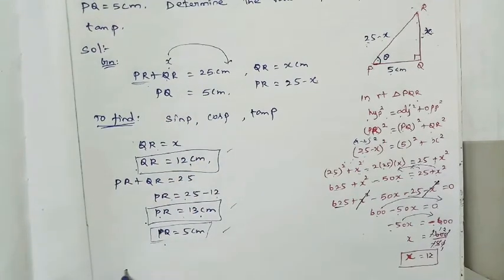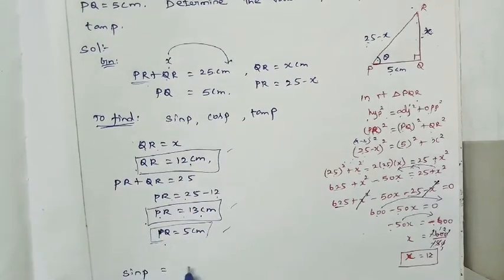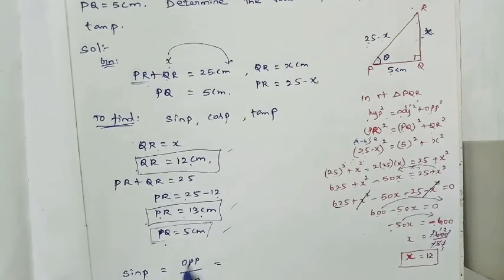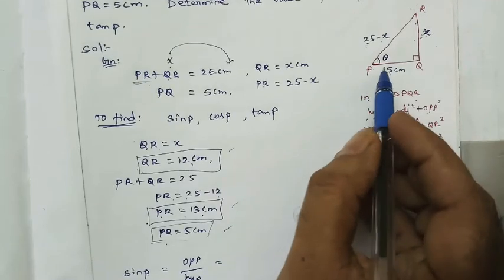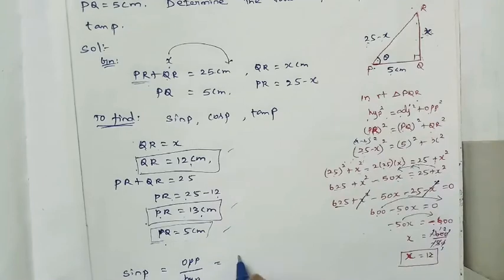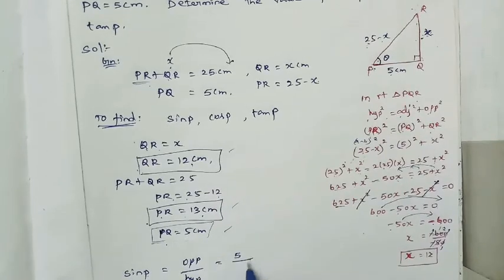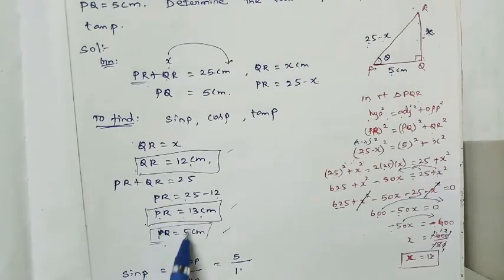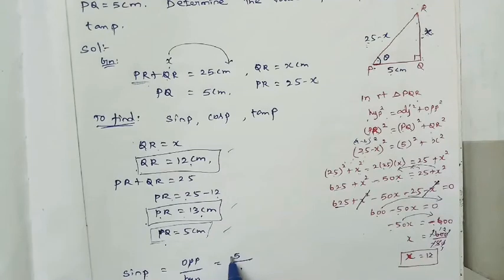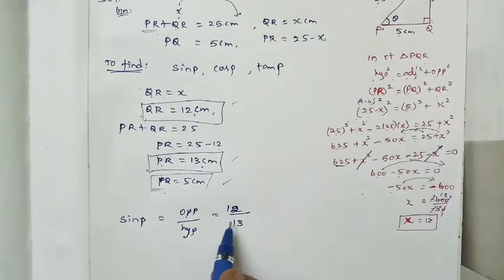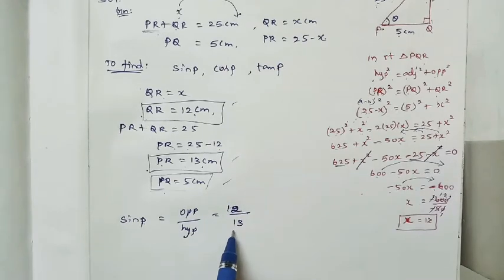So what is the formula of sin P? Sin P is equal to opposite side divided by hypotenuse, right? So for P, what is the opposite side? For angle P, what is the opposite side? 5 centimeter. Sorry, not 5 centimeter. What is the value of x? X is equal to 12 centimeter. So sin P is equal to 12 by 13, right? Opposite side divided by hypotenuse, right?